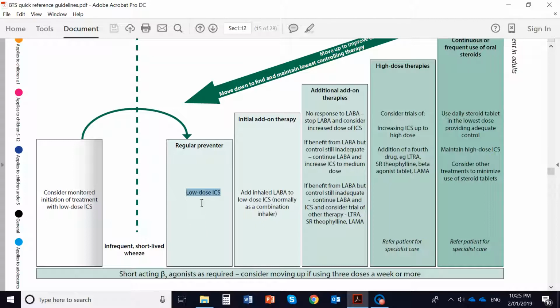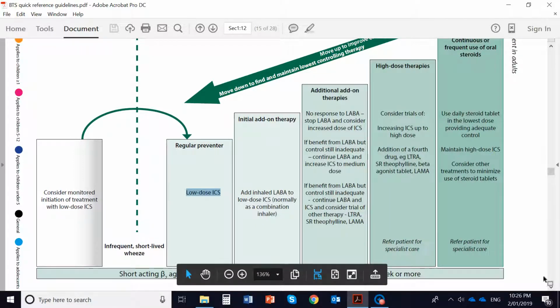Now, how do we know when we need to go to the next stage, which is adding a LABA to the low dose inhaled corticosteroid? LABA is a long-acting beta agonist, which is basically formoterol, salmeterol, all those -erols. Now, we do this whenever we have this criteria met.